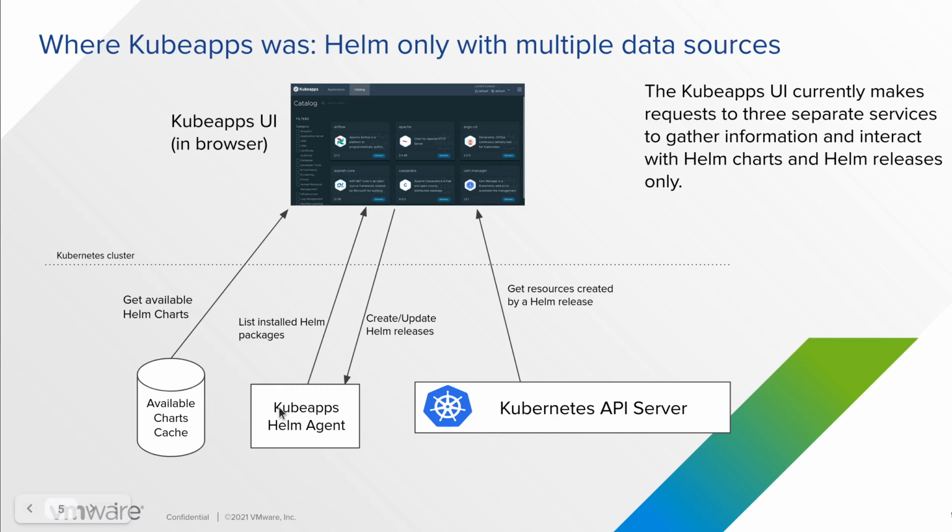We've got the Kubeapps Helm agent. So the dashboard makes requests to the Kubeapps Helm agent to list installed packages or create and update Helm releases, as well as requests to the Kubernetes API server to be able to get resources that are related to a Helm release and so on.